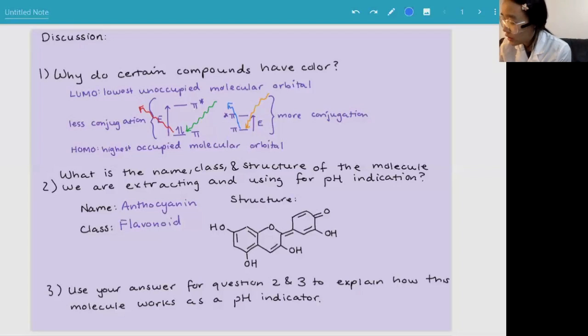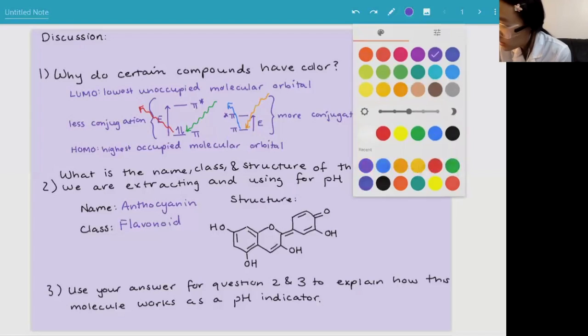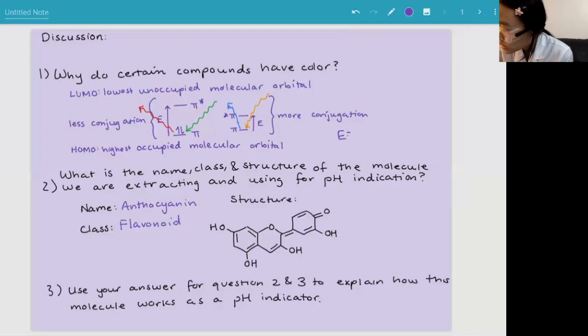And if we follow the equation, energy is equal to Planck's constant multiplied by the speed of light divided by wavelength, then we can see that as energy increases, wavelength decreases, and as energy decreases, wavelength increases. And so we can follow that up for question 3, but question 2 is asking, what is the name, class, and structure of the molecule we are extracting and using?